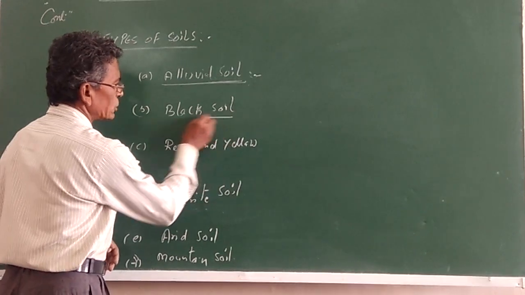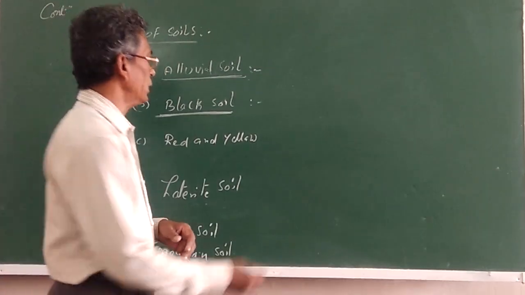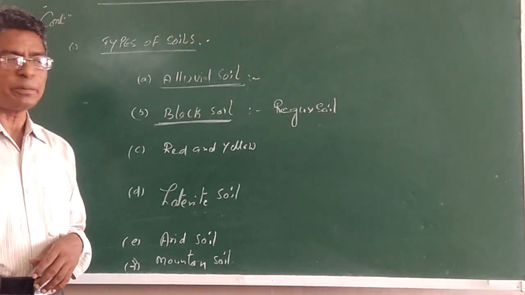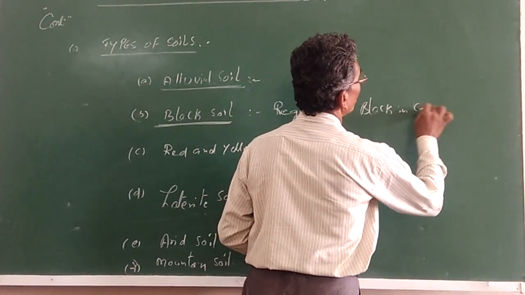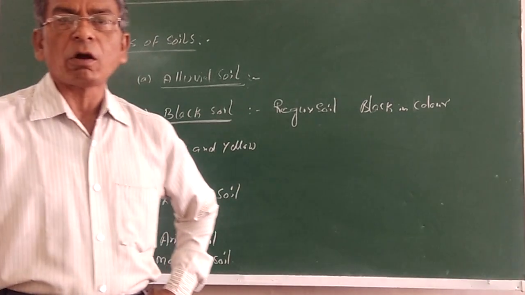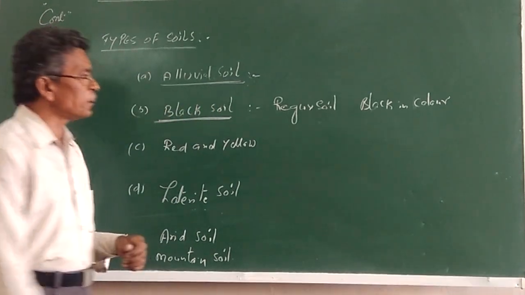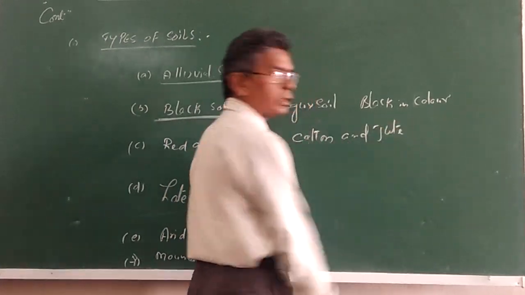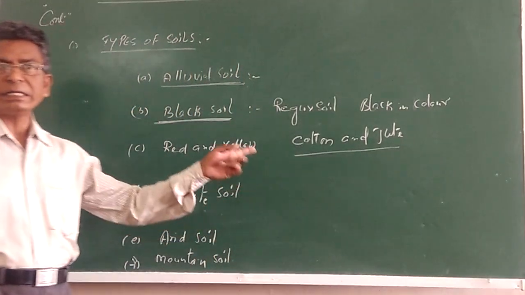The second one is black soil. Black soil we also call Regur soil. These appear black in color. Therefore, we call these soils black cotton soils. These soils help to grow crops like cotton and jute, the best suited for cultivation of both cotton as well as jute.